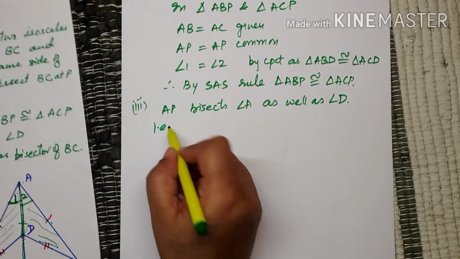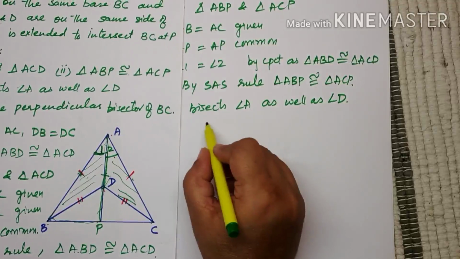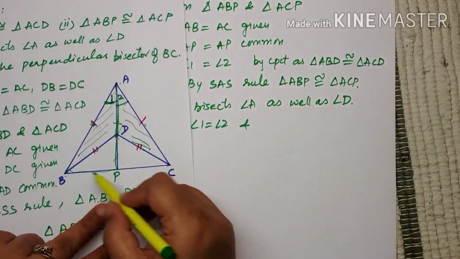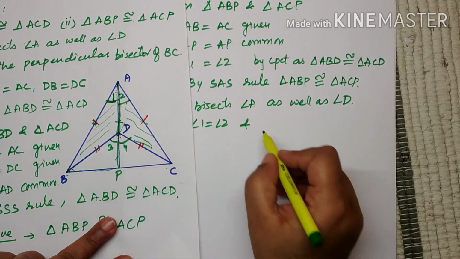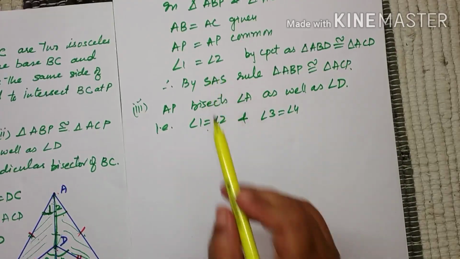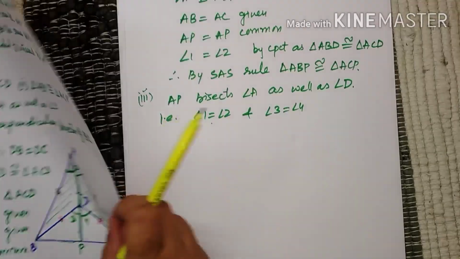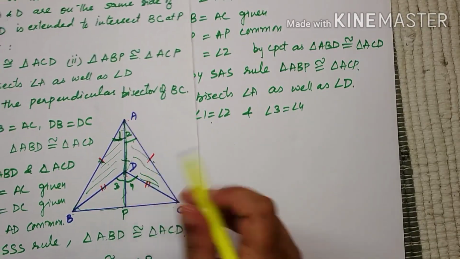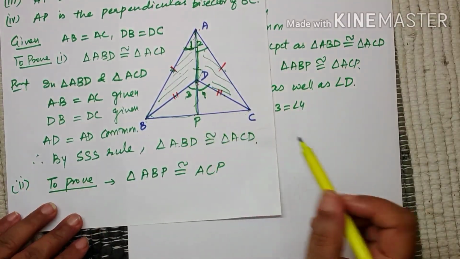That is, I need to prove if AP bisects angle A, we need to prove angle 1 equal to angle 2. And if AP bisects angle D, that means we need to prove angle 3 equal to angle 4. 1 and 2 we have already proved equal and used it, because by CPCT the triangle is congruent here. So all I need to do is prove 3 and 4 equal. How do I prove 3 and 4 equal?